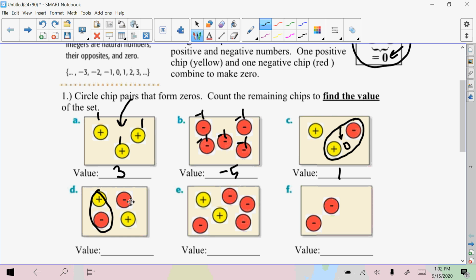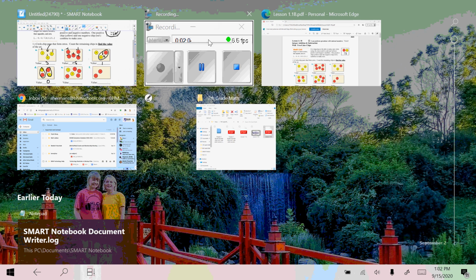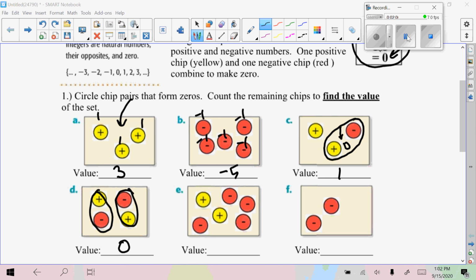We can circle this pair. There's a 0 there, there's a 0 there, and if we combine those, we get 0. Go ahead and do the last two, write down the values, and you can check back with me and see what you got. So here's what I think you should have got on those.